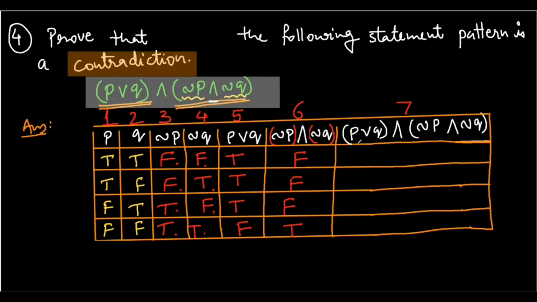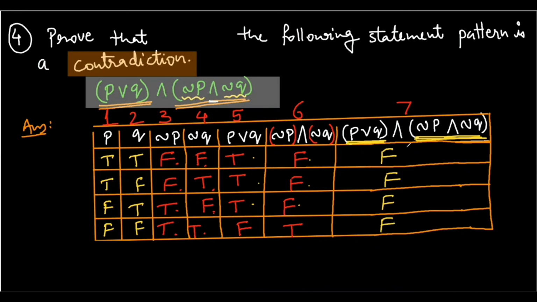Now we have the conjunction of what we have in column number 5 and column number 6. We have conjunction of these two, right? So you know the law of conjunction. When both are true, then true. Otherwise, false. So you can check, false, false, false, false.